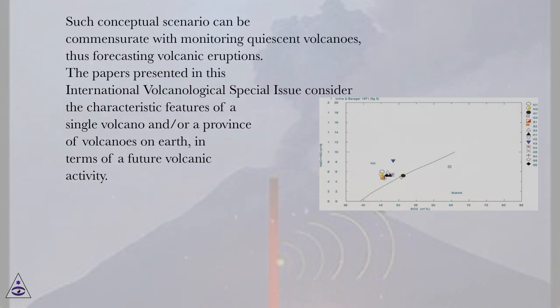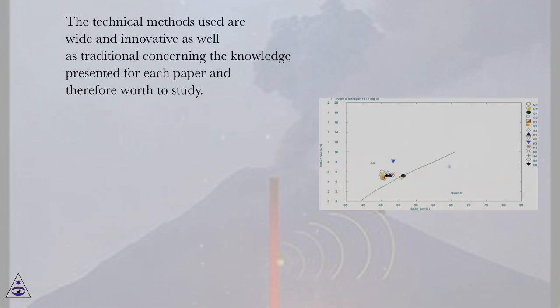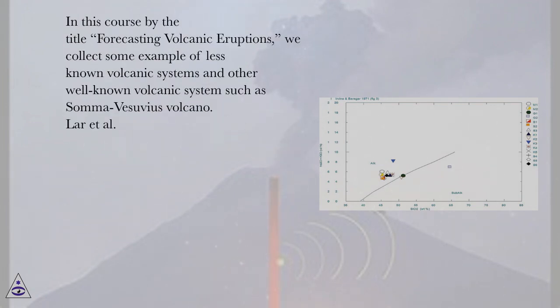The papers presented in this International Volcanological Special Issue consider the characteristic features of a single volcano or a province of volcanoes on Earth, in terms of future volcanic activity. The technical methods used are wide and innovative as well as traditional concerning the knowledge presented for each paper, and therefore worth studying. In this course, titled Forecasting Volcanic Eruptions, we collect some examples of less known volcanic systems and other well-known volcanic systems such as Somma-Vesuvius volcano.